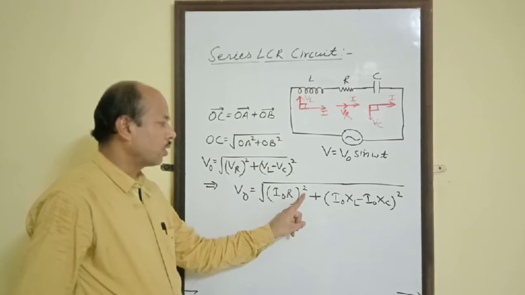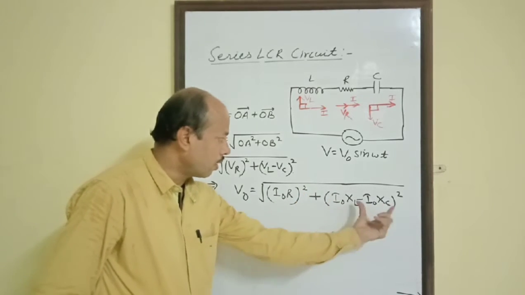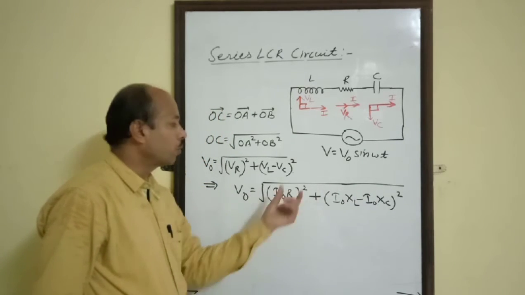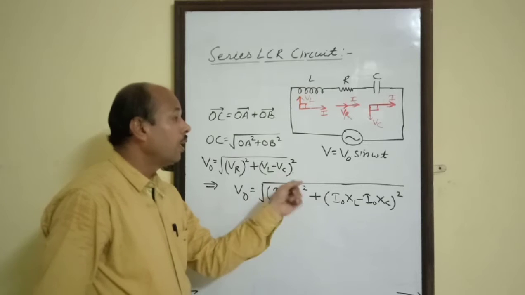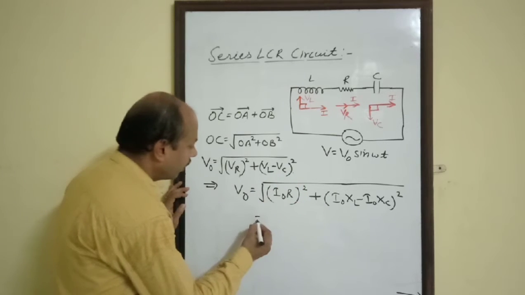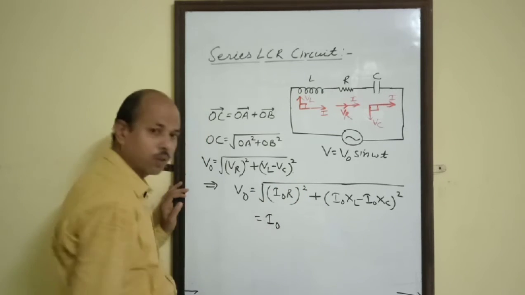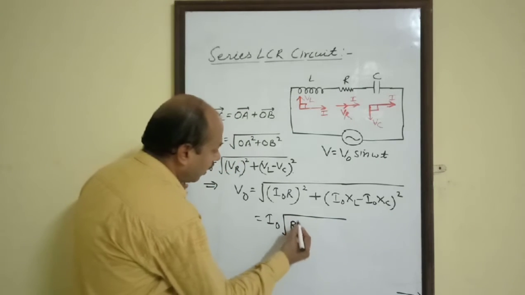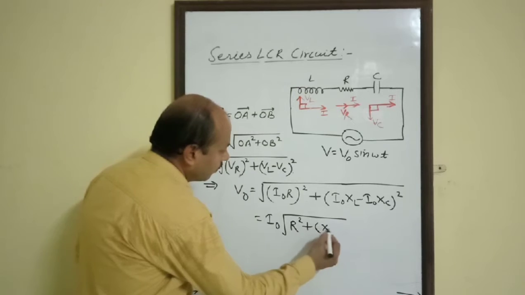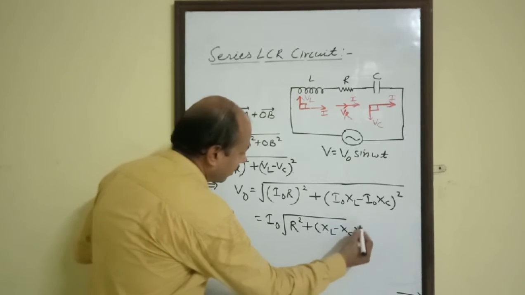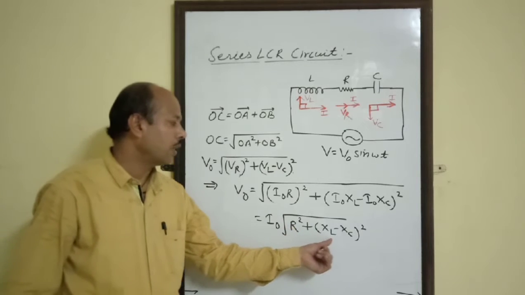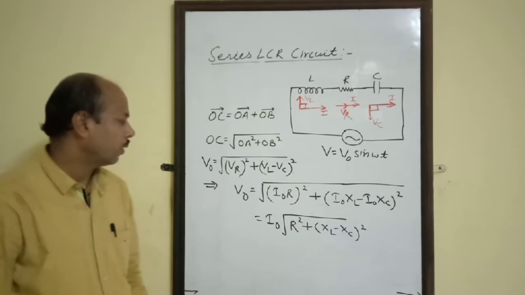Here it is I naught square. From this term we can also take I naught square. Therefore, finally I naught square will be taken out, and therefore we can write I naught. This will be only I naught, and here we get R square plus XL minus XC whole square.